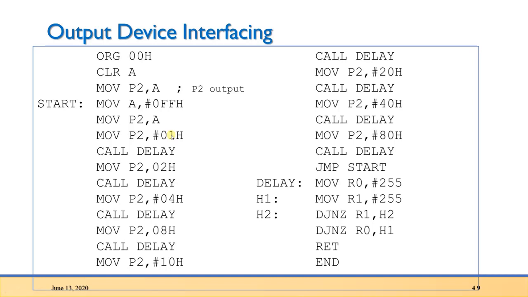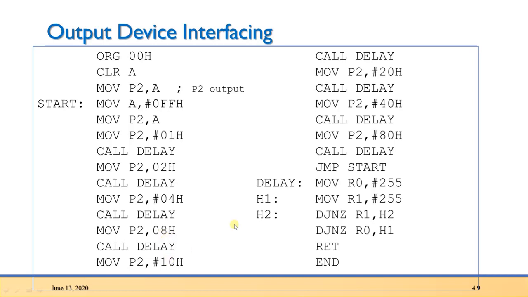So one by one the LEDs will glow, and it will be like a dancing light. Initially LED number 1 will glow for some time. The time is decided by this delay subroutine. Then the data is 2, so the second LED will glow, and the first will go off. Then the third LED will glow, because now the data sent is 0100. Then we send 1000, so the fourth LED will glow, and so on.